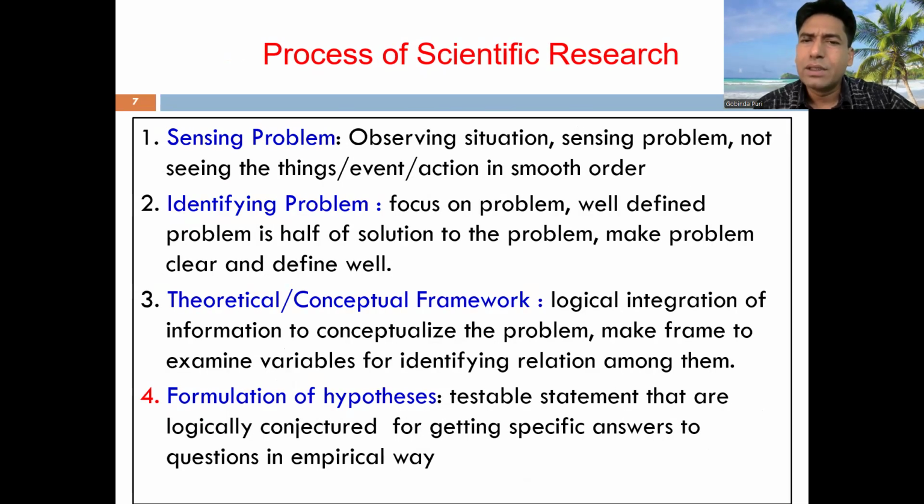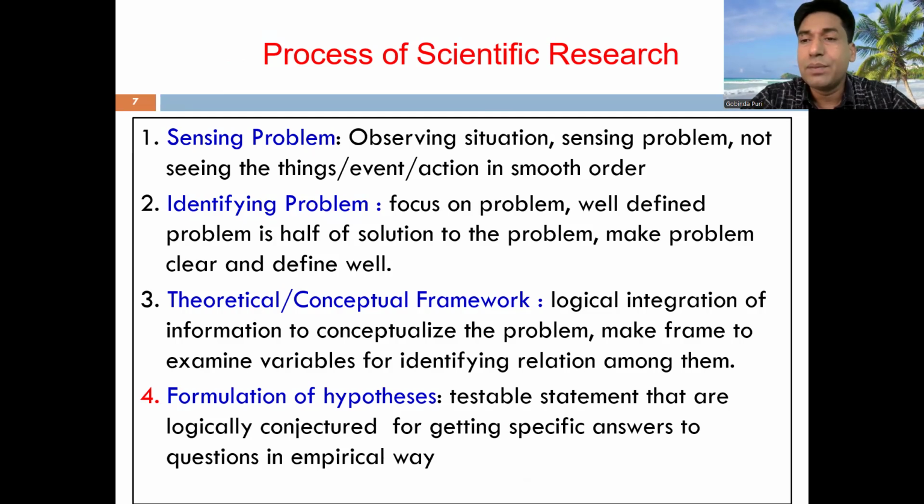So what is the process of scientific research then? There are certain processes. The first step is to sense the problem. Without a problem, we do not conduct the research. And what we do, we sense the problem, understand the problem, whether it is a problem or not, whether that problem is researchable or not. So we observe the situation, understand the problem. We don't only see things, events, actions in smooth order. So if there is a bit of an awkward or quite different kind of observation, then we start doing research.